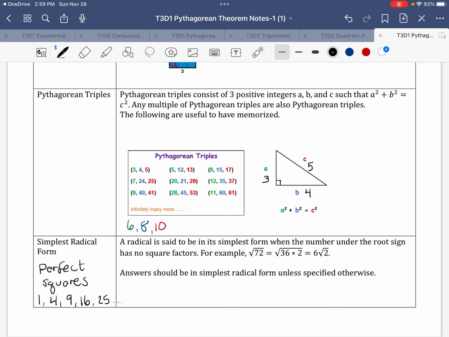When we look at the square root of 72, 72 has the perfect square factor 36. And 36 times 2 is equal to 72. But we also know that the square root of 36 is equal to 6. So we can rewrite the square root of 72 as 6 root 2. Now you can always use a calculator to double check. The square root of 72 will give you the same decimal equivalent value as 6 root 2. Any Pythagorean theorem question, unless otherwise stated, should be written in simplest radical form.